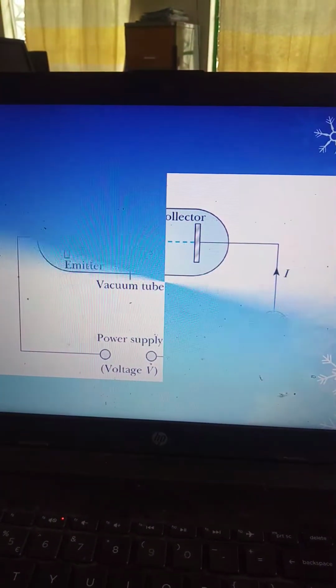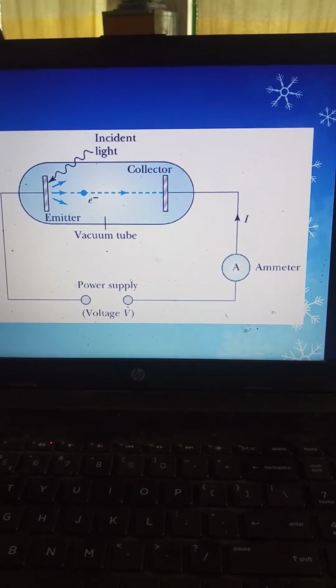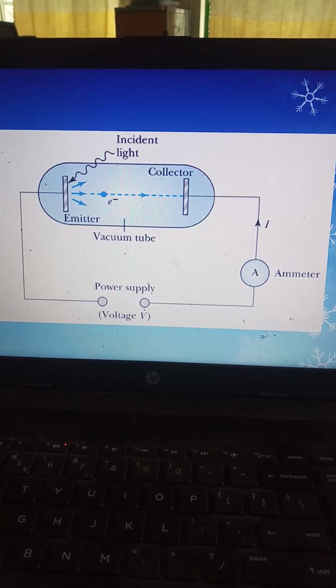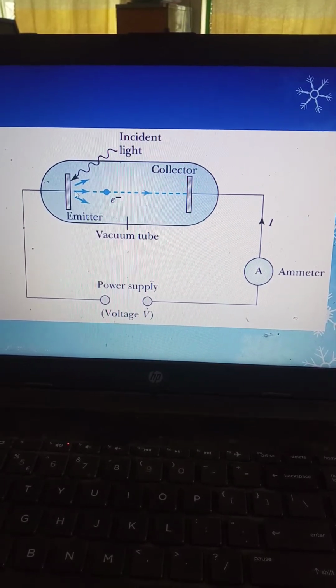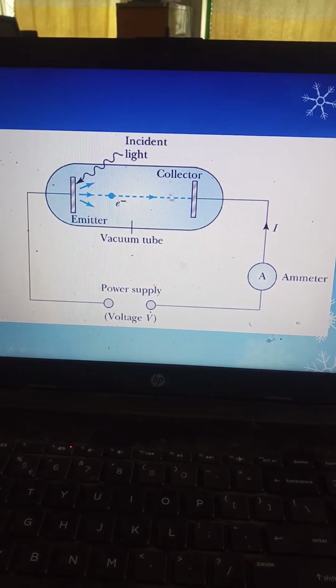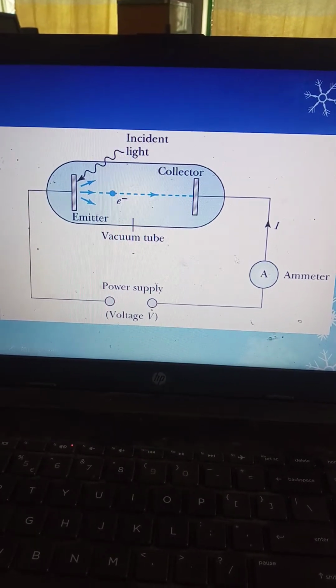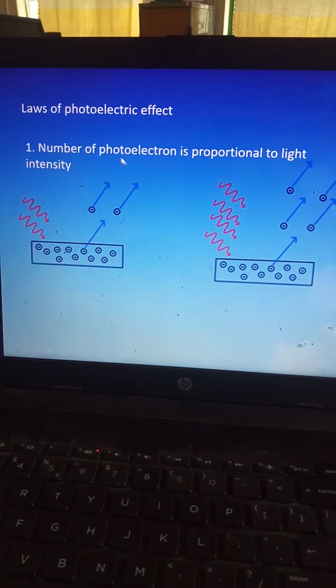So that is the setup we have used. And we want to say that this gap here, it is through incident light that the electrons are ejected and attracted, and that makes the circuit complete. So we want to say this.